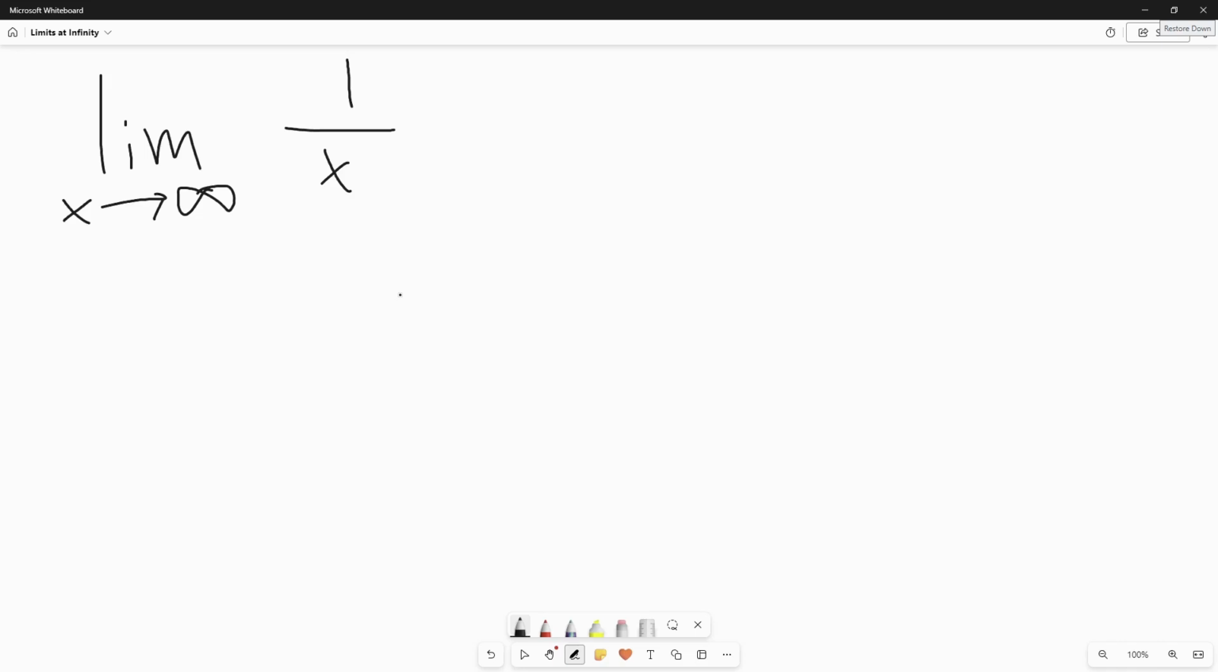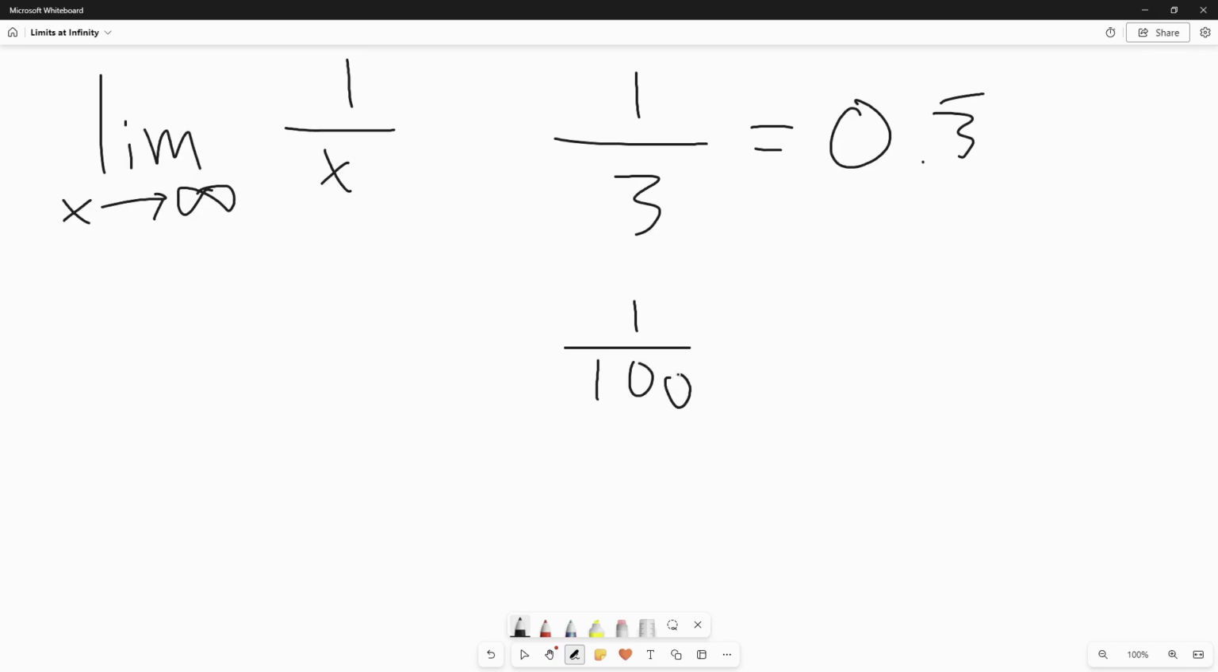We can think about it like if we input a small number like 1 over 3, that's just 0.3 repeating. If we insert a bigger number, 1 over 100, that's equal to 0.01. And we can just keep inserting bigger and bigger numbers, and eventually 1 over x will approach 0 as x gets infinitely large. So we can say that the limit as x approaches infinity of 1 over x equals 0.